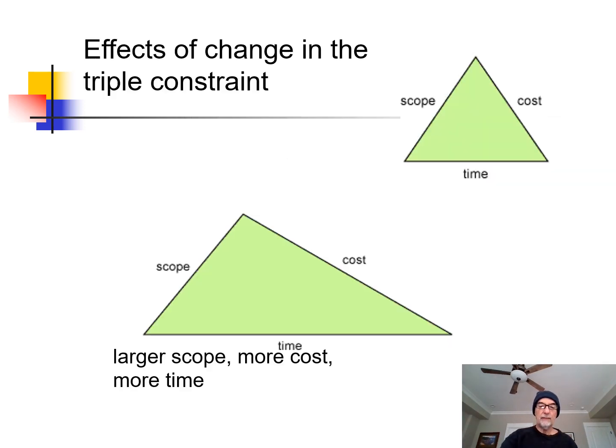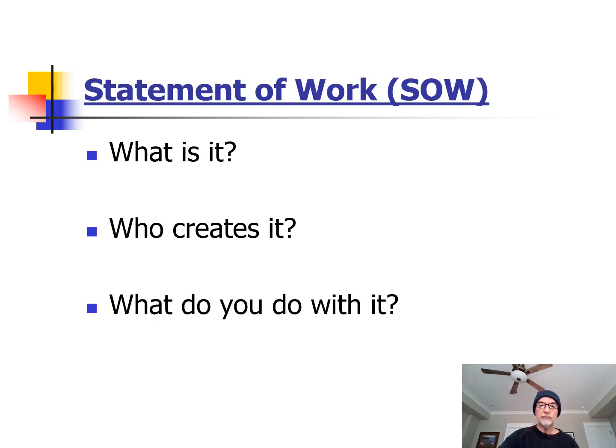But unfortunately, what happens is too often, as you see in the bottom diagram, bottom triangle, people want more, so that the scope gets increased, and that results in having to spend more money and also spending more time. But customers invariably want more, and they want it for less money and in less time. So right there, you can see a big problem for project managers.